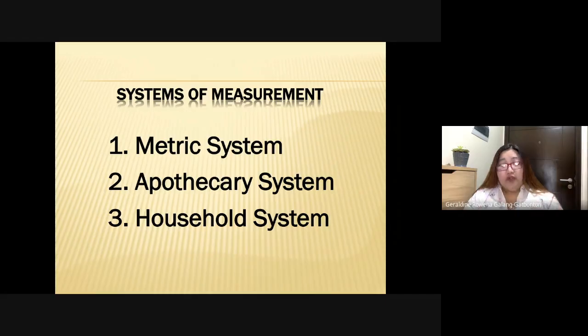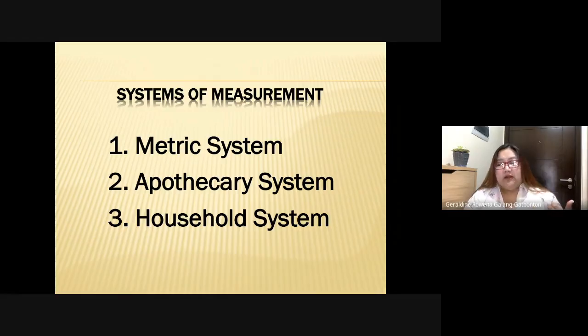For volume, it uses liter. For height, it uses meter. It can also measure mass, length, distance, area, speed, or time. Okay? The apothecary system, on the other hand, is something that is historically used. Before, it was used in medical recipes by physicians and scientists during the older times.